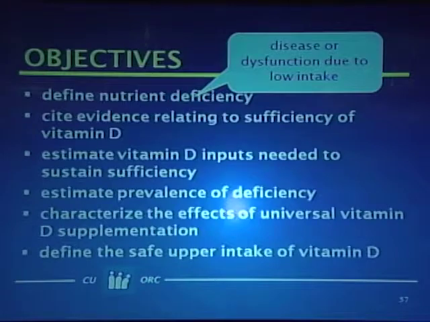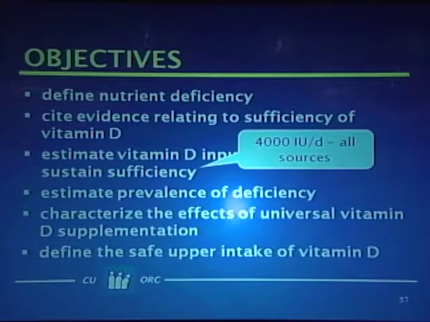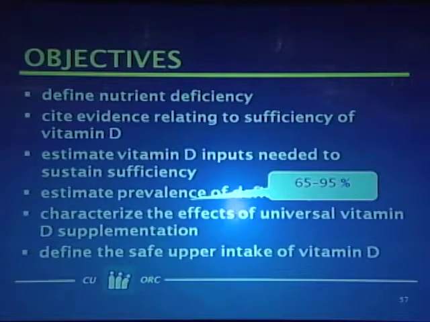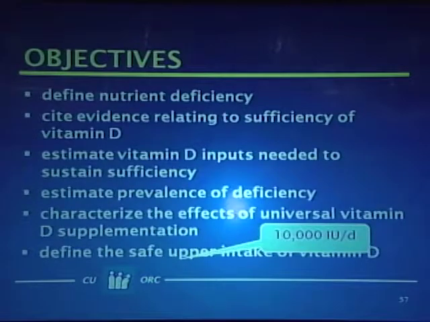Now, I started out with some objectives, and Carol has asked me to recap and see where we are. Well, we've seen that a definition of nutrient deficiency is any disease or dysfunction due to a low nutrient intake. The evidence relating to vitamin D calcium absorption regulation is suboptimal below 80 nanomoles. The vitamin D inputs needed are about 4,000 per day from all sources. The prevalence of deficiency ranges from 65 to 95% in most of the studies, particularly the big population-based studies. There's no toxicity for inputs up to 30,000, surely none up to 10,000, and the safe upper limit is 10,000. And with that, I thank you.